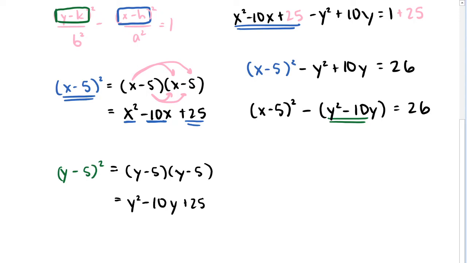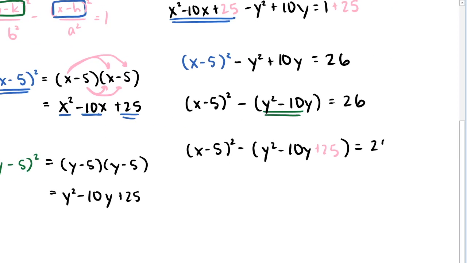So if I had an extra 25 that was added in here, I can rewrite this part of our expression as y minus 5 squared. And so let me do that. Let me add in 25 into the parentheses here. We have x minus 5 squared minus y squared minus 10y, I'm going to add in 25. And so this is equal to, well, we still have that right side of 26.